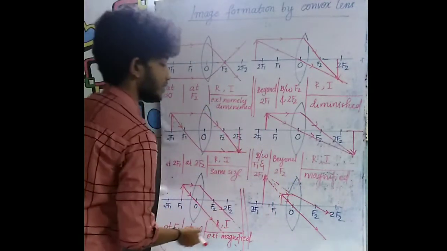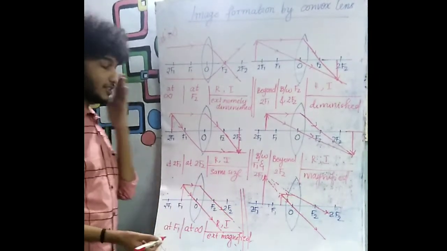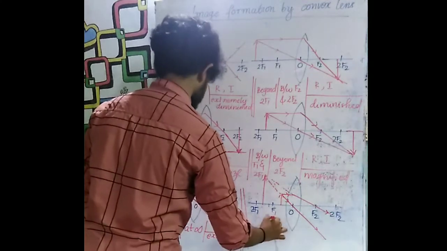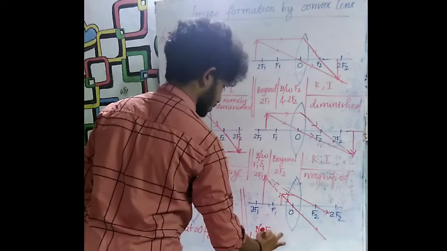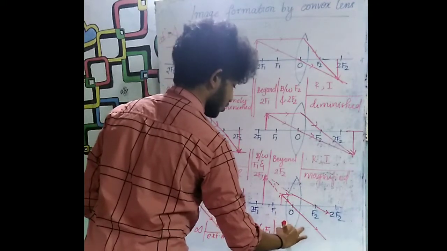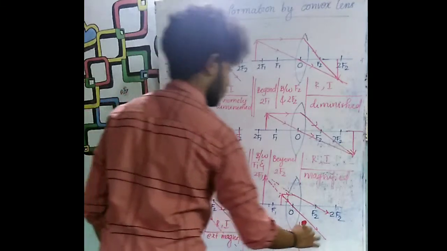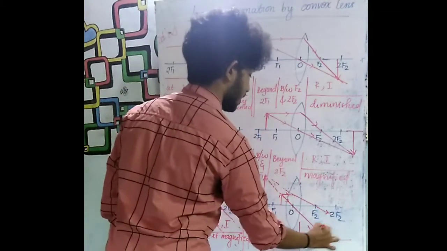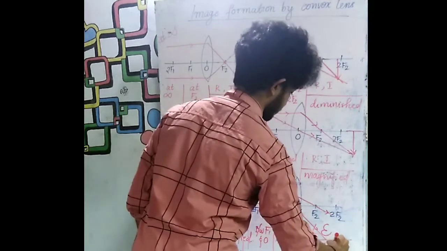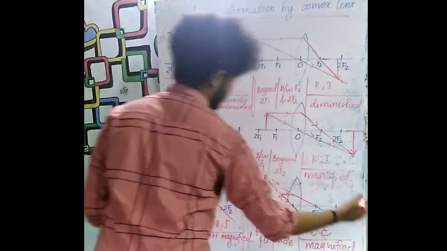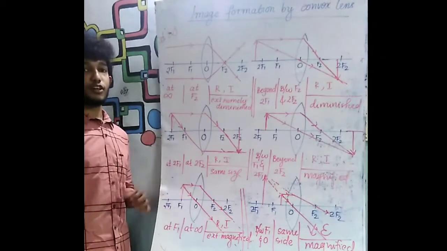So where are we getting the image formation? On the same side of the lens as the object. So that means the object is placed between f1 and O. The image is formed on the same side of the object. Now what about the nature? Virtual and erect. The size is magnified. This is how image formation is taking place in the case of a convex lens.